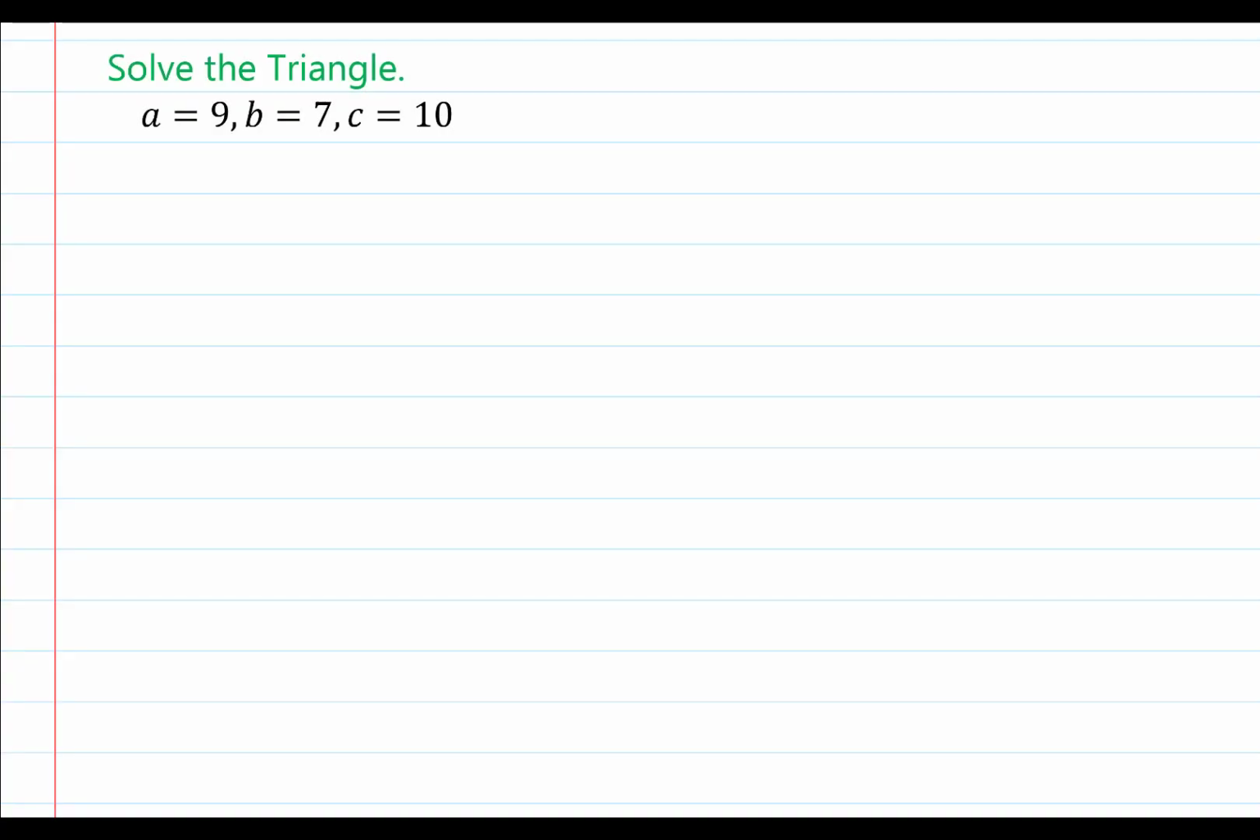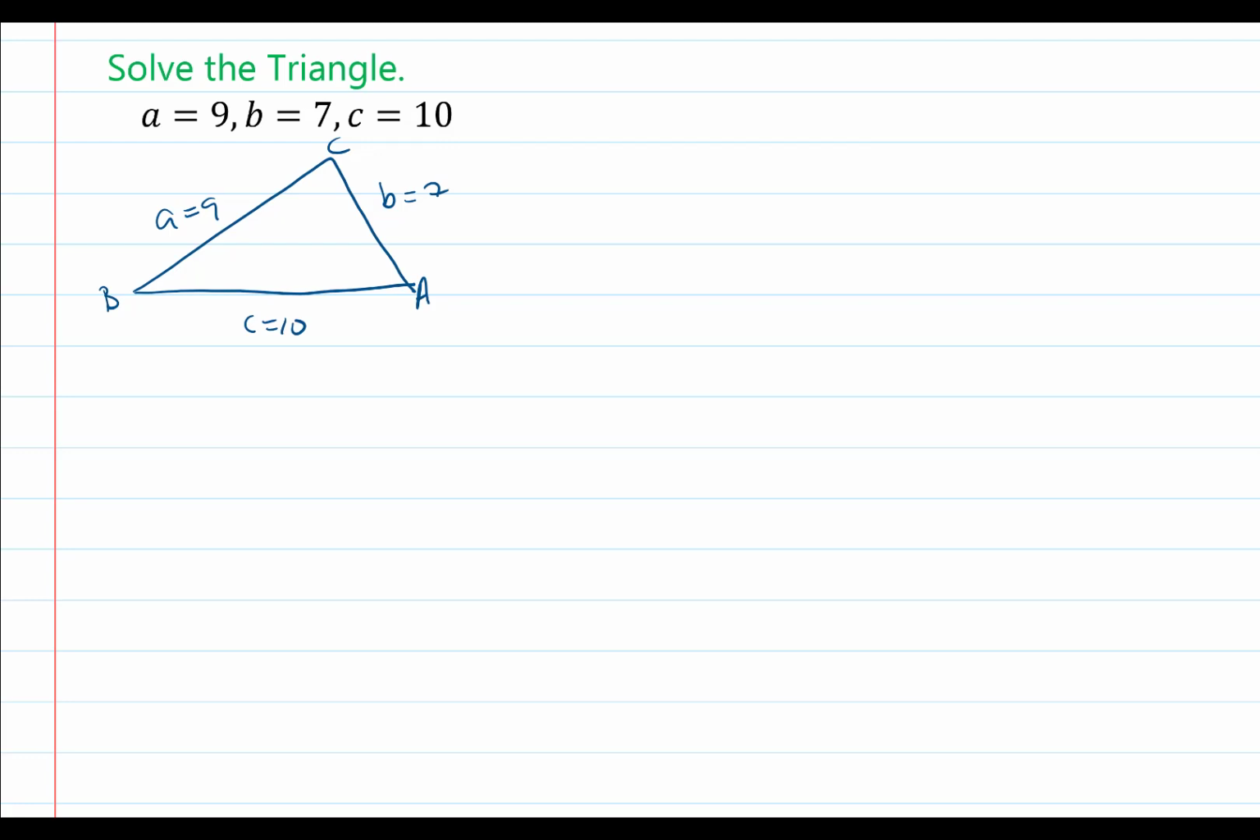Let's now use this information to solve for the following triangle. And I'm going to draw a picture to illustrate what we have and what we need to find. What we have is side A, which is equal to 9 units, and corresponding angle A, which is unknown. We have side B, which is 7 units, and corresponding angle B, which is also unknown. Finally, we have side C, which is 10 units, and corresponding angle C, which is unknown.